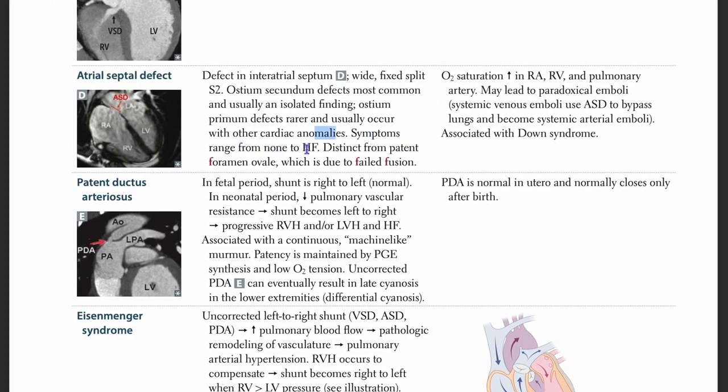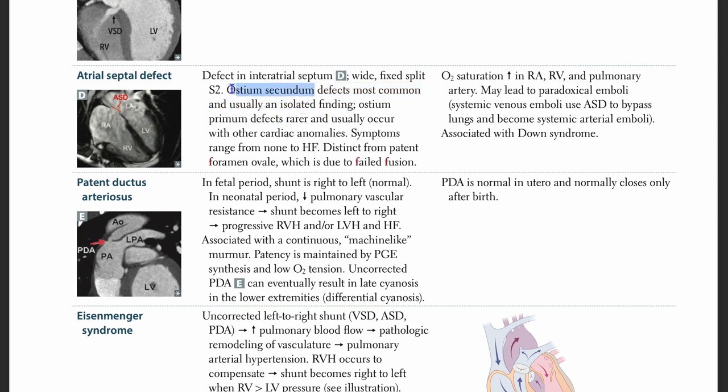Symptoms range from none to heart failure, distinct from patent foramen ovale, which is due to failed fusion. Right? Okay, so what I said was wrong. Distinct from patent foramen ovale, which is due to failed fusion. Okay, so this one is ostium secundum defects, most common and usually an isolated finding. Ostium primum defect rare. Okay, so it's about secundum.